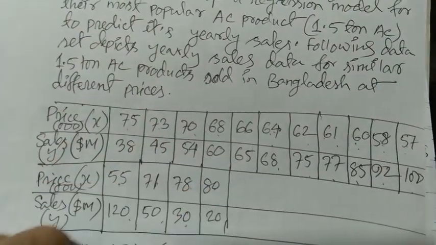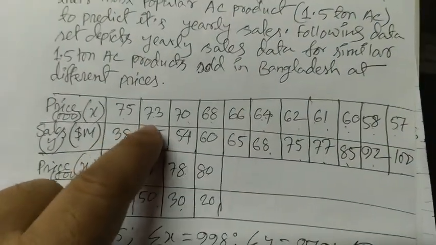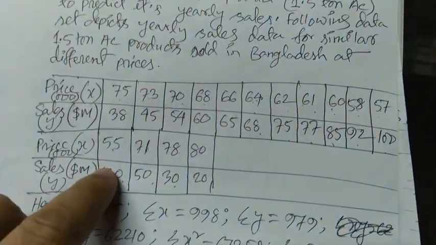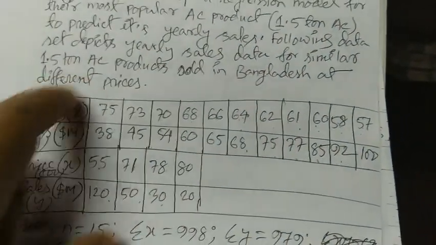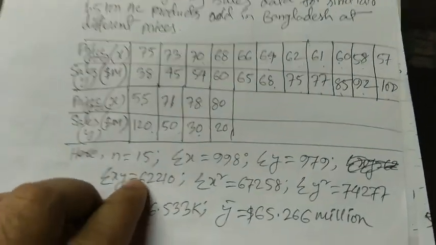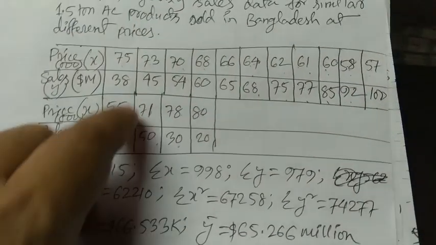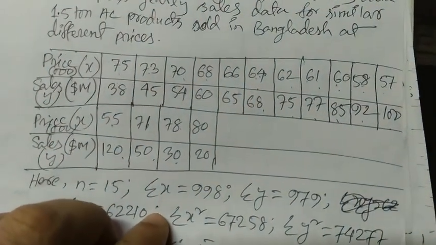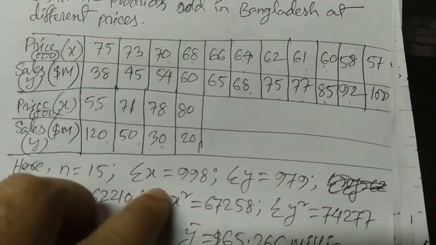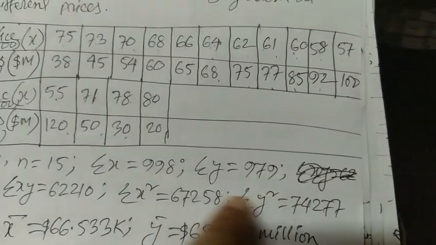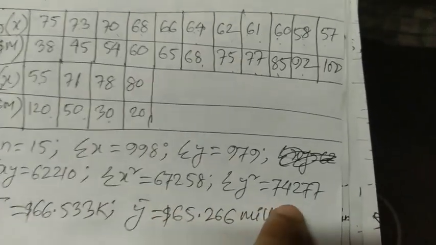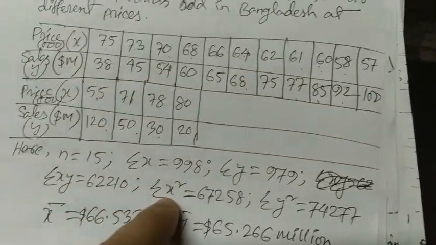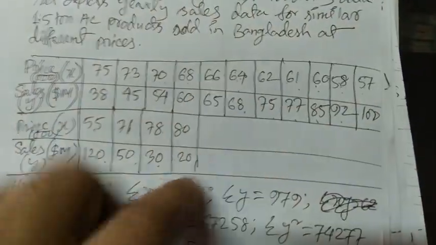So this is the data set we have. You can see we have a total of 15 sets of data, so here n is equal to 15. If you input the data in the calculator the way I have taught you, you will see the sum of x is equal to 998, sum of y, sum of xy, sum of x square, sum of y square, x bar and y bar. These are the results you get from the calculator after you input this data set.